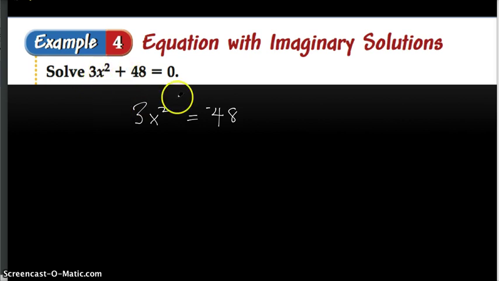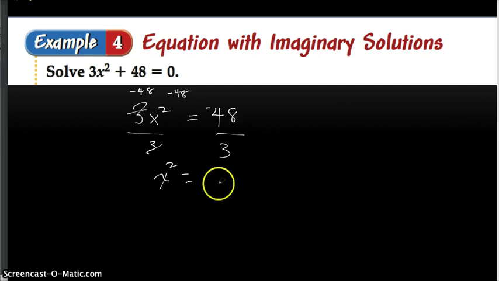I'm going to isolate it by adding a negative 48 to both sides of the equation, and then I get this. And now I'm going to isolate that x squared by dividing both sides by 3. When I do that, I get that x squared is equal to a negative 16. Usually we stop and say we can't take the square root of a negative, so we're done, but now we are in the imaginary realm. So I can take the square root of both sides.